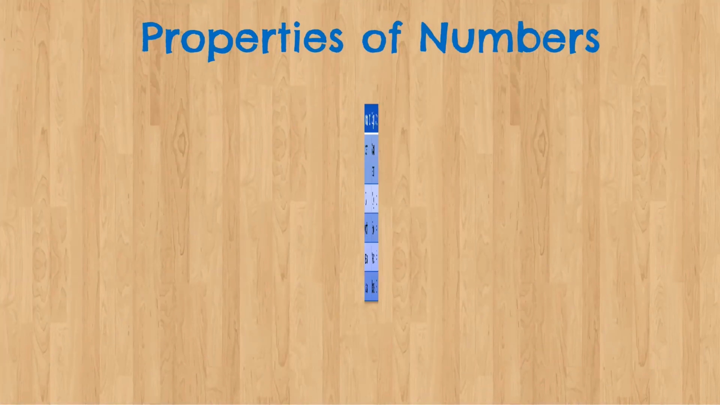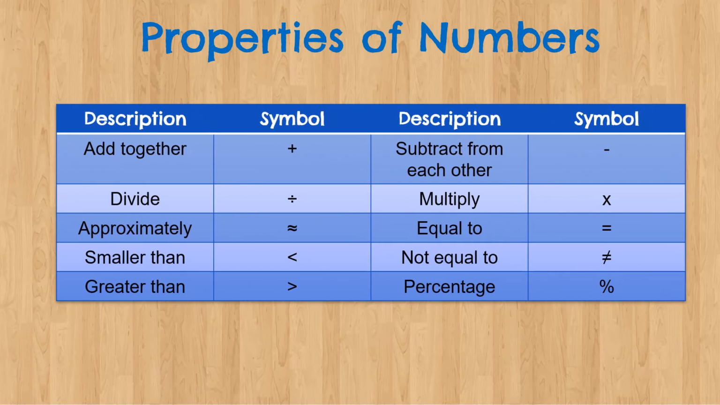Properties of numbers. Here we have the description together with the symbol. Let's look at the first side. Add together is plus. Divides, we all know the sign of that one. Then we have to familiarize ourselves with approximately, smaller than, greater than, subtract from each other, multiply, equal to, not equal to, and percentage.